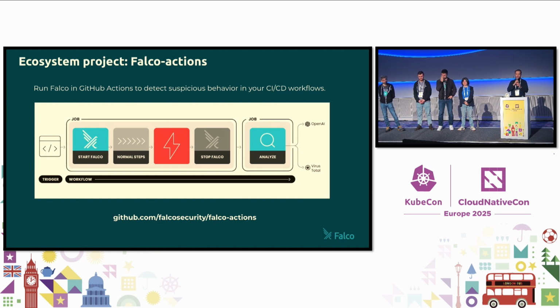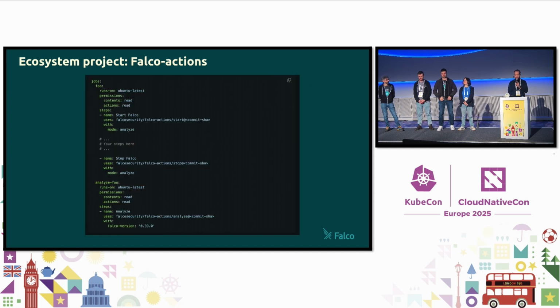So you can start Falco in your GitHub Action job and then have it record everything that happens and then analyze it for potentially suspicious events after the job is completed. It's very easy to run and to try, and it even has an analyzer step that can use capture files. Falco supports capture files, or even AI to try and figure out if something is wrong, on top of the Falco rules we all know and love.